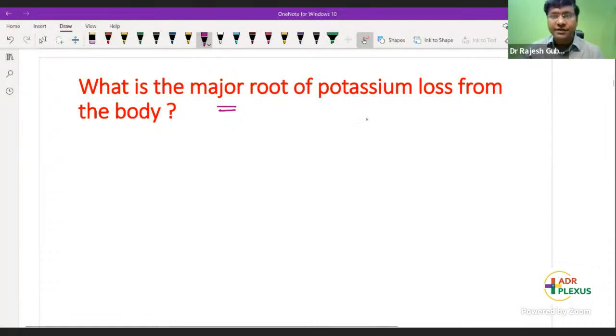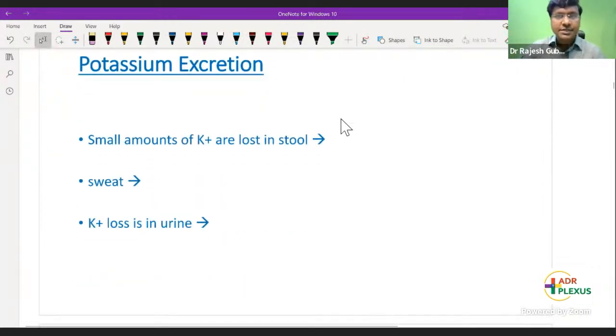What is the major route of the potassium loss from the body? The major route of the potassium loss from the body is through urine. Very good, Vishnu. Very good, Kartika. Yes, whoever said DCT, renal loss, urinary loss, all are correct. Okay. Now, what are the other losses? The potassium is being excreted via three main routes. One is through stool, one is through sweat, one is through the urine, right?